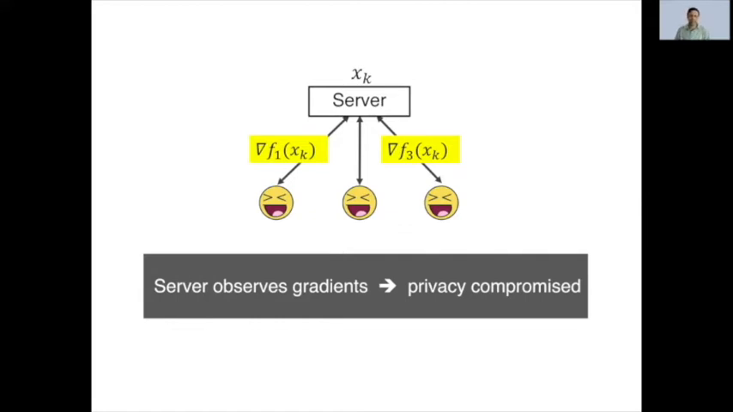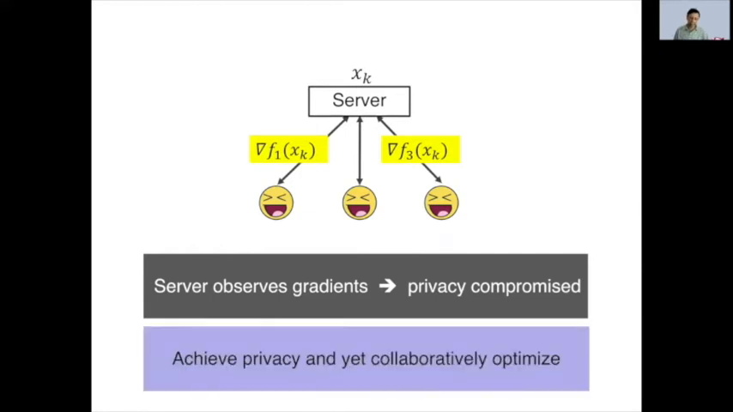In general, of course, the functions will be higher dimensional, but the more communication that occurs between the agent and the server, the more likely it is that the server can learn about the cost function of the agent. And then the question is, can you achieve some measure of privacy for the cost function of the agents, and yet collaborate with each other and the server, in fact, to optimize this global cost function?